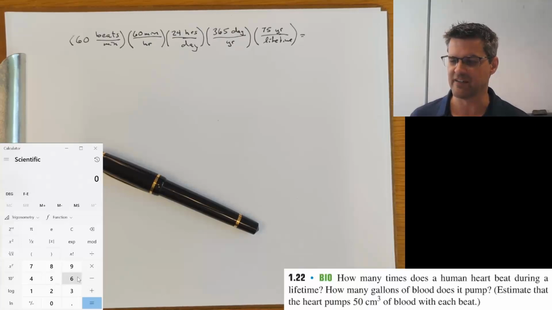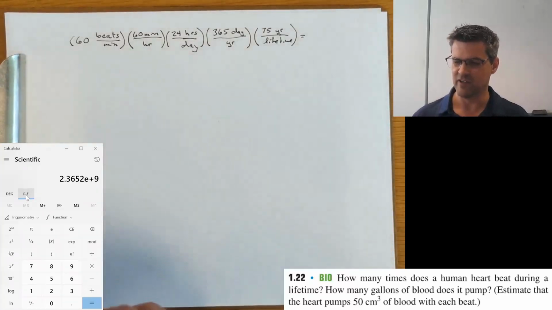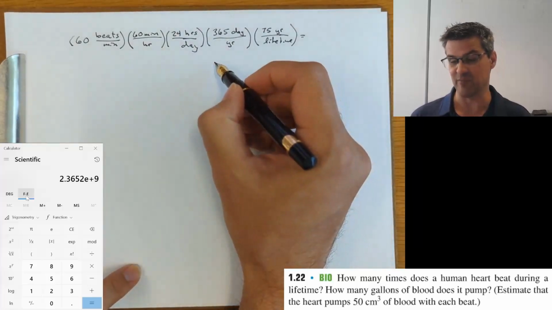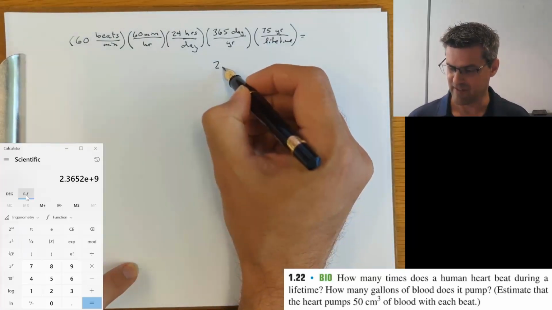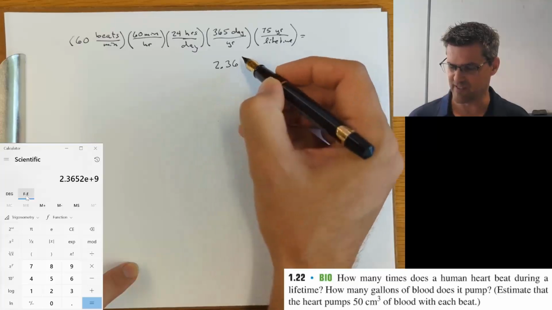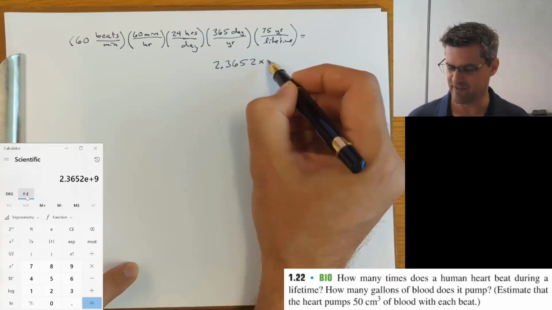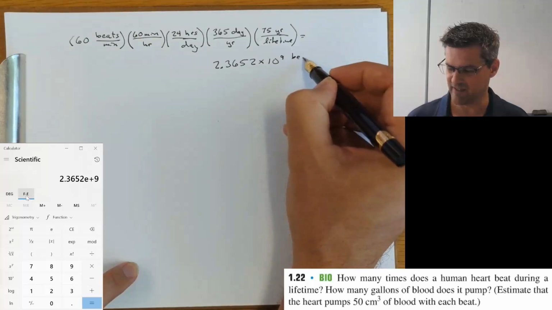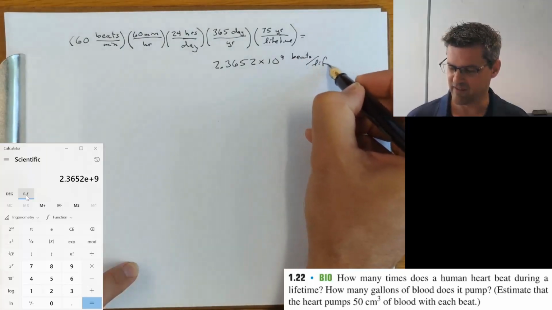And here we've got 60 times 60 times 24 times 365 times 75. Okay, so using scientific notation can be a little bit easier. What we see here is that the number of beats per lifetime is about 2.3652 times 10 to the 9 beats per lifetime.